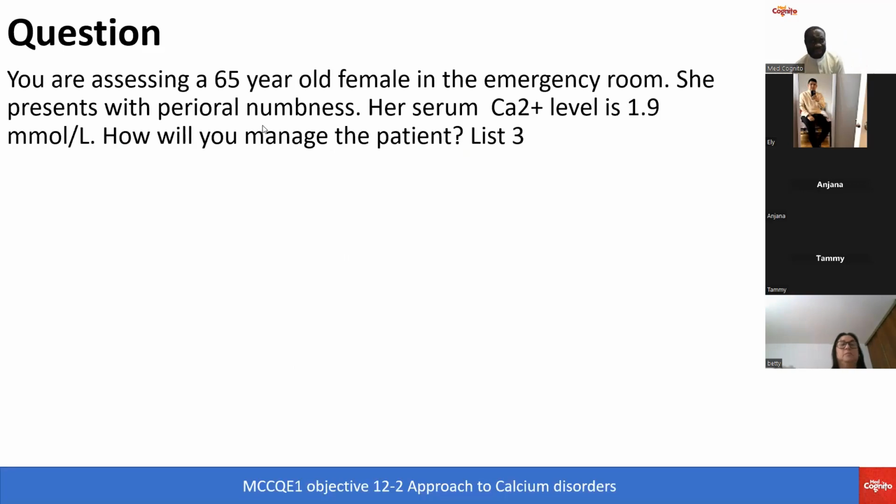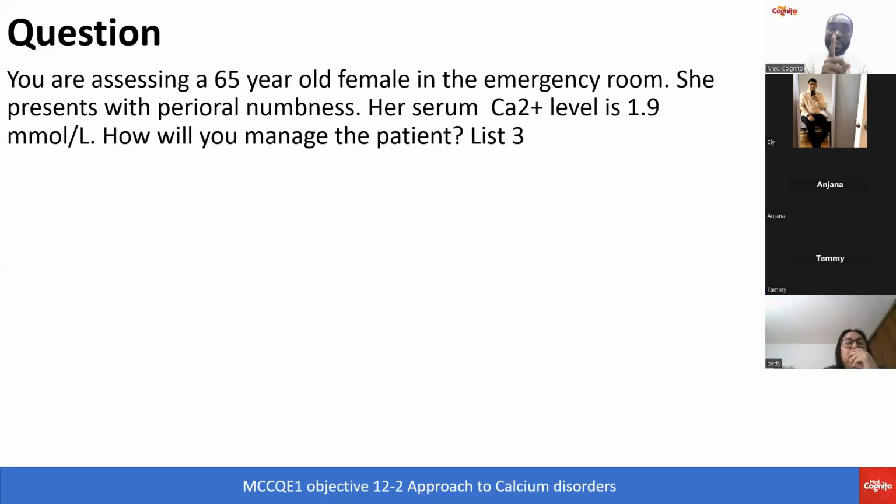You are assessing a 65-year-old female in the emergency room. She presents with perioral numbness. Her serum calcium level is 1.9. How will you manage the patient? You are assessing a 65-year-old female in the emergency room. She presents with perioral numbness. I have a question. In this patient, is the patient symptomatic or not symptomatic?